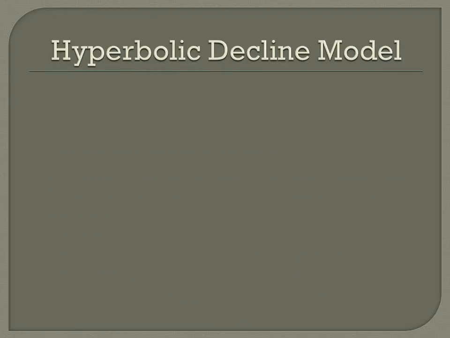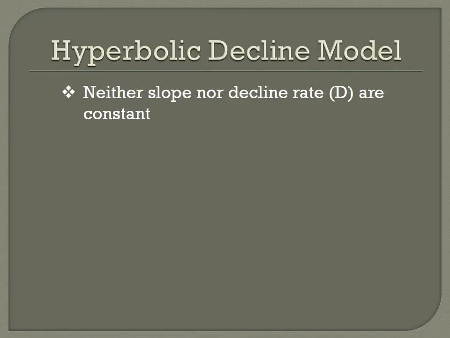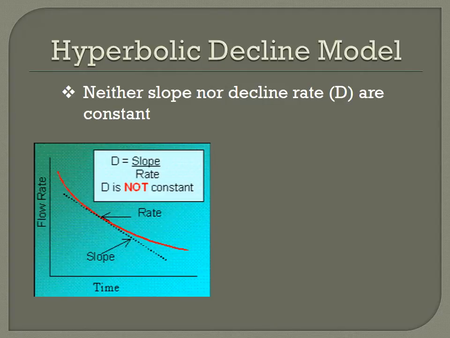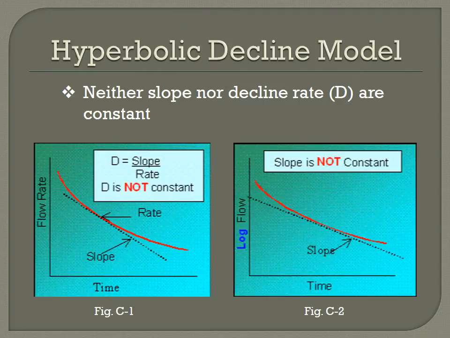The hyperbolic model also differs from the exponential model in that neither the slope of the curve nor the decline rate remain constant. This is what the hyperbolic decline curve looks like as a Cartesian plot. Notice that D is not constant here. And here's what it looks like as a semilog plot. Notice slope is not constant here.